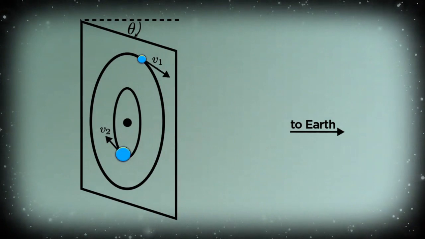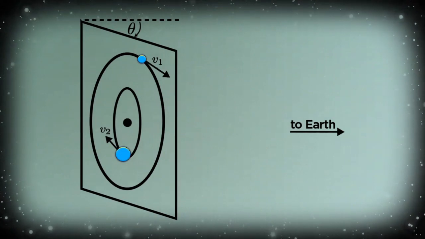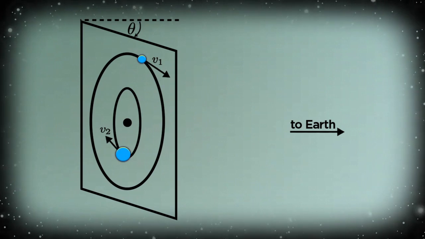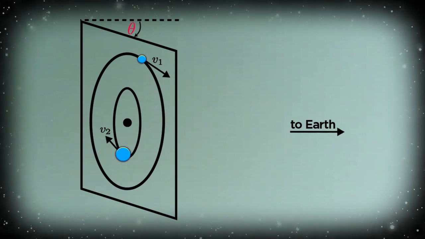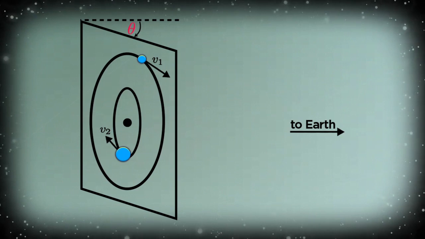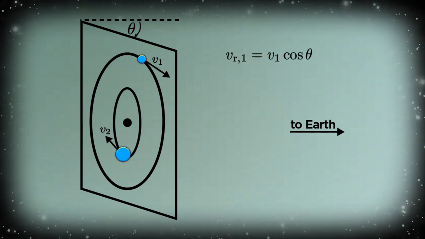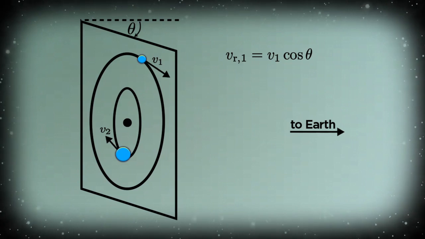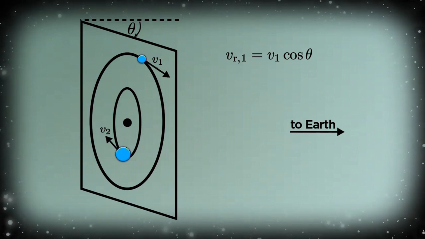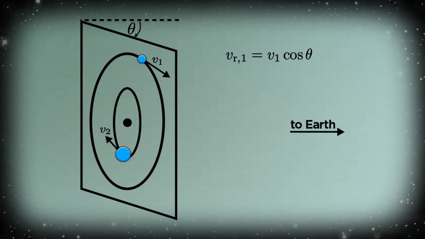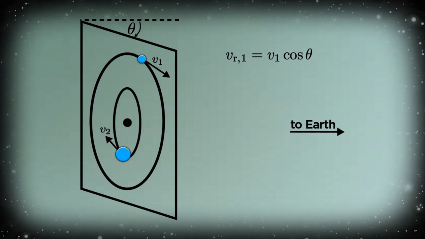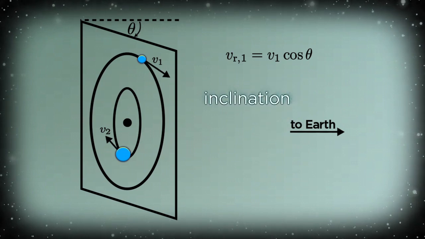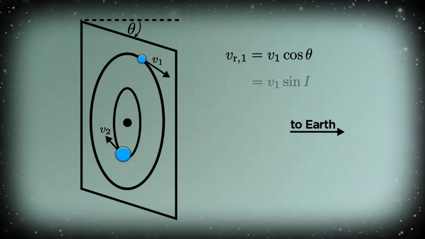For example, what about a binary that doesn't show eclipses? In that case, we have no way of knowing the orientation of the orbit. It's tilted away from our line of sight by some unknown angle, theta. And because of that tilt, the radial components of both stars' velocities will be reduced by a factor of cosine theta. Actually, the traditional way to specify an orbit's orientation is with the complement of theta, an angle called the inclination, I. So the radial velocity is v sine I.